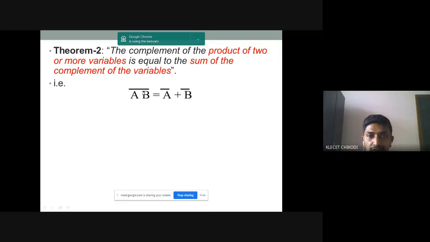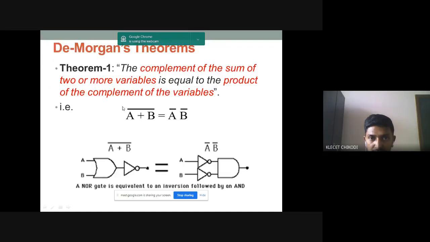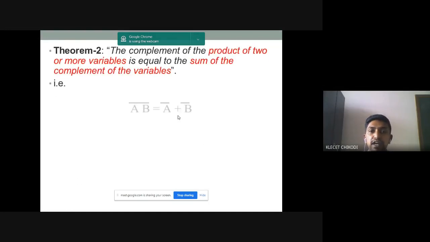You can see that instead of A plus B in the previous theorem, we have written A into B here, right? And instead of dot, we have replaced that with the plus here. You can see that in the previous equation, that is A plus B whole bar, wherever there is a plus, you just replace that with the product, that is dot, and wherever there is a dot, that should be replaced with the plus. So if you do that, then it will become your second theorem. Is that clear? You can see here the product of two or more variables.